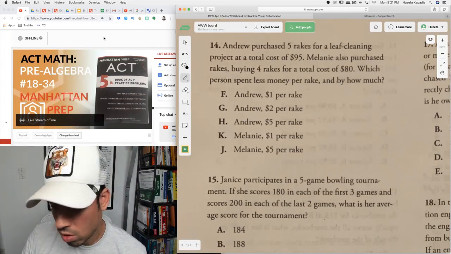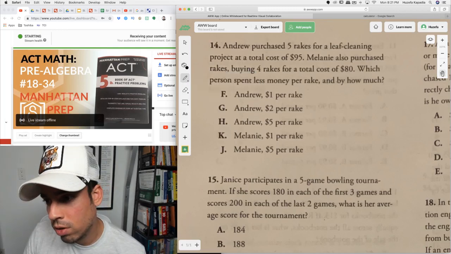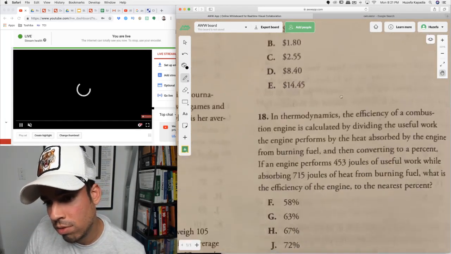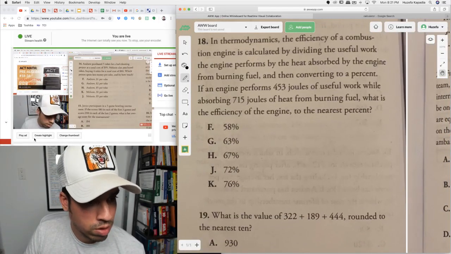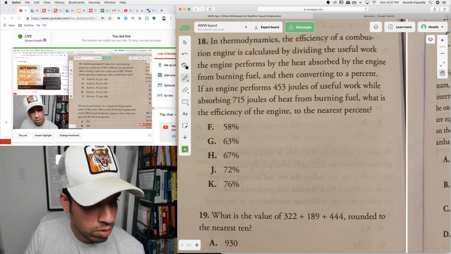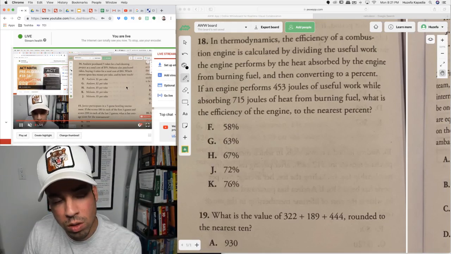And today we are doing more ACT math, continuing from where we left off. This is the Manhattan Prep book, the 5-pound book of ACT practice problems, and we're knocking out the math section. Again, we're working through the pre-algebra section.